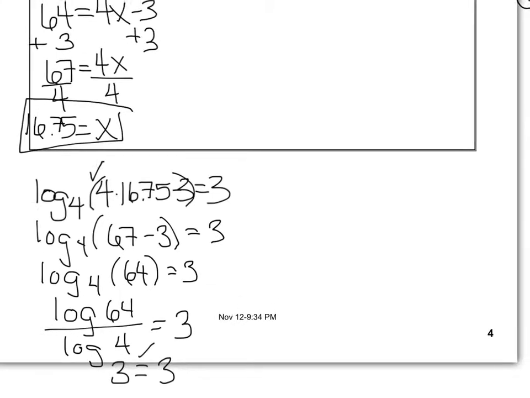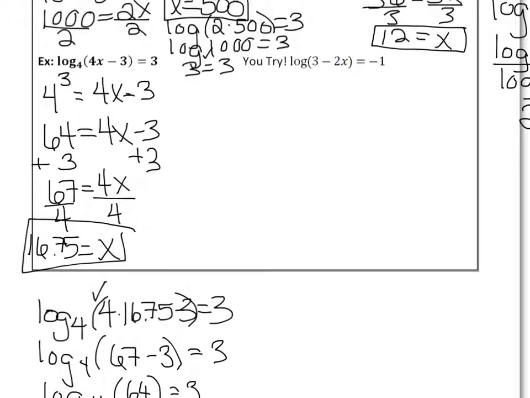So now go back and try the next problem that you try. Check with your neighbors as you get through it, and then unpause it when you're ready to officially check. So the first thing we're going to do here is change it to exponential form. This one, the base is not listed, which means it's a 10. So we have 10 to the negative 1 equals 3 minus 2x. 10 to the negative 1, you can type that into your calculator, and you get 0.1.